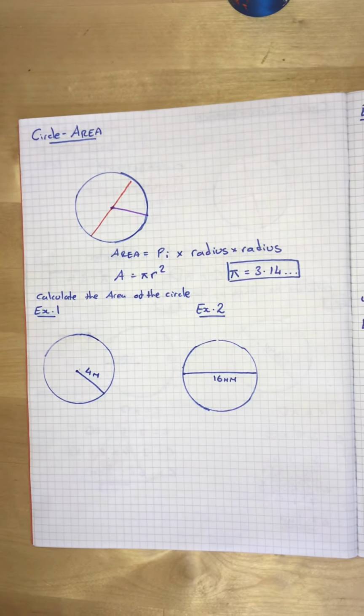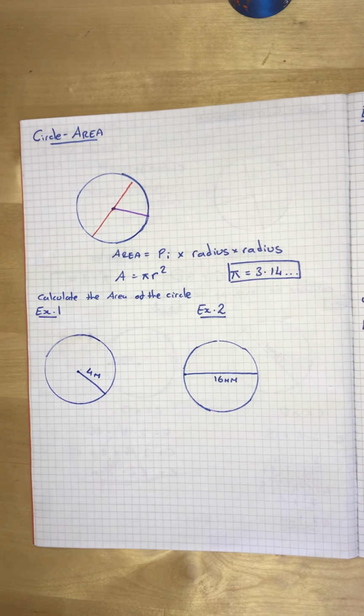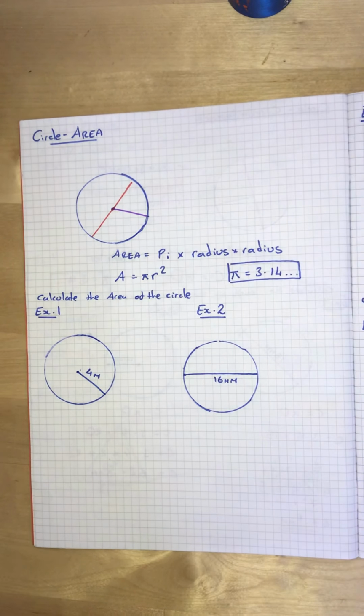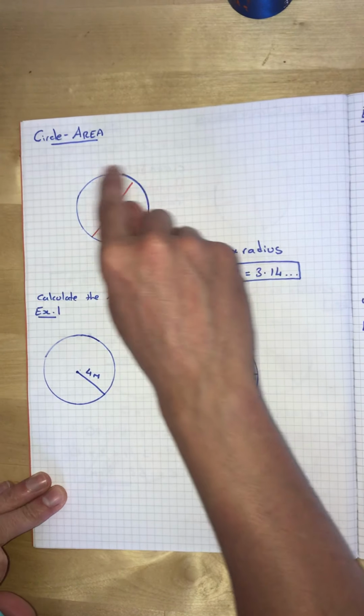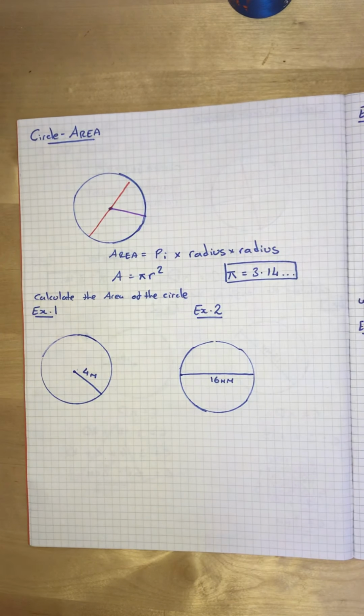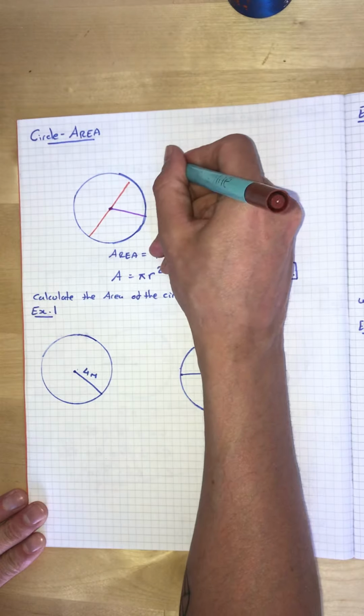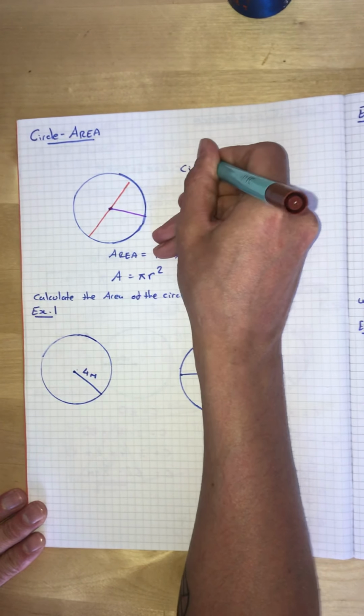Hi. So in this video, we're going to be calculating the area of a circle. Okay. So we'll just recap the parts of a circle. Right. So we've got the distance around the outside, which we could think of as the perimeter, but the proper name for that is the circumference.